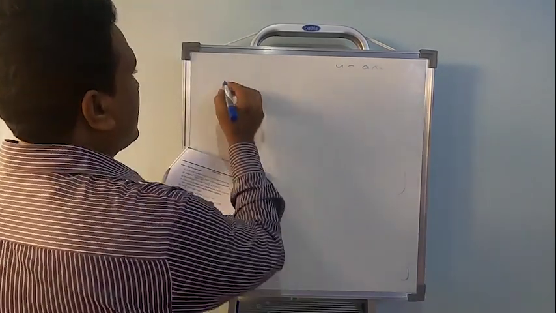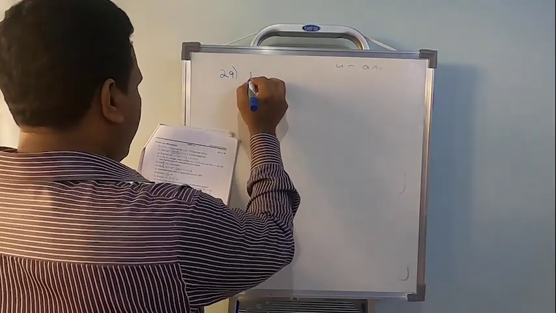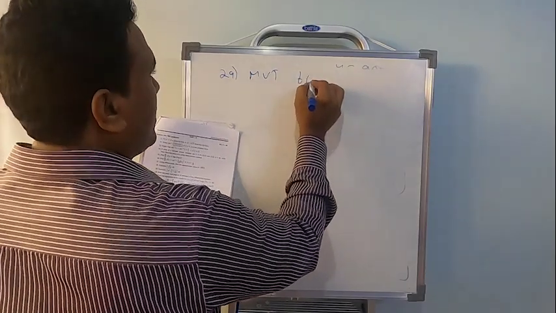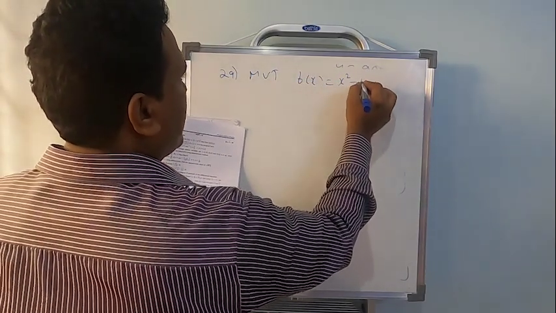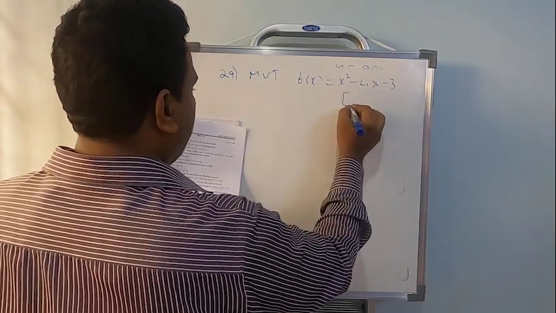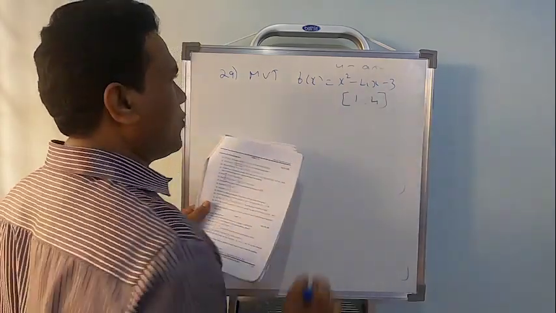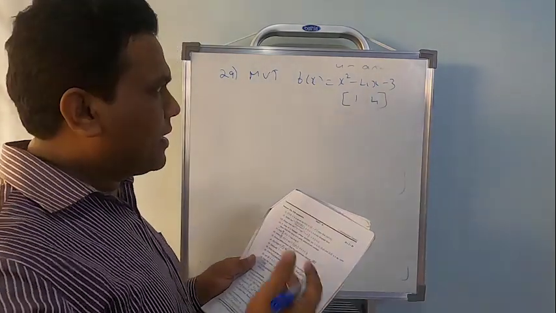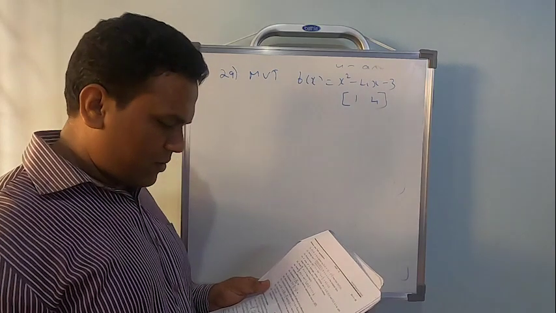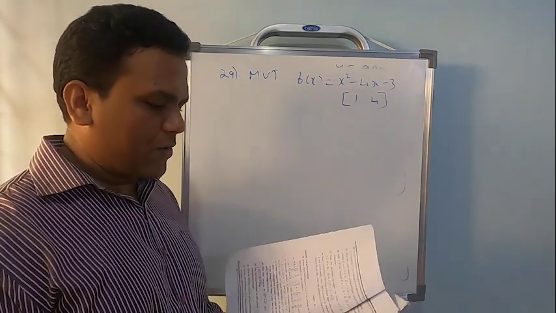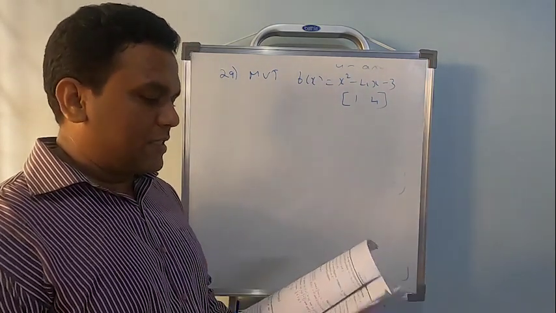Then the next thing, problem number 29, verify mean value theorem for f of x equal to x square minus 4x minus 3 in the closed interval 1, 4. Already done this example, so please work out and get the answer. Okay, so let's go to 2016.